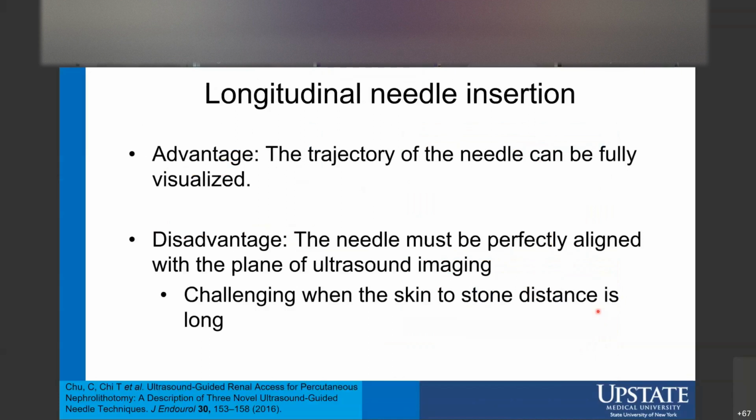So we talked about this. It's a little bit harder also when the skin to stone distance is long, because coming in at that particular angle, you're relying on the hypotenuse of the triangle formed between your needle tip and your probe.